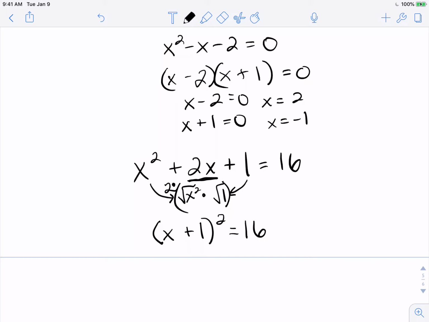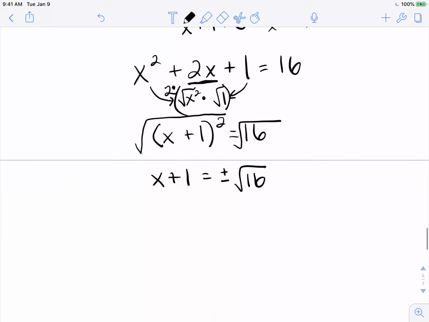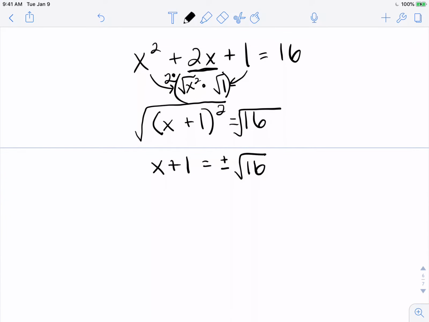Now what you can do, we haven't talked about this a whole lot, but when you have something that is squared, you can take the square root of both sides. So take the square root, take the square root, and you get x plus 1 equals plus or minus the square root of 16. So the plus or minus, I'm going to go off on a little side note here.